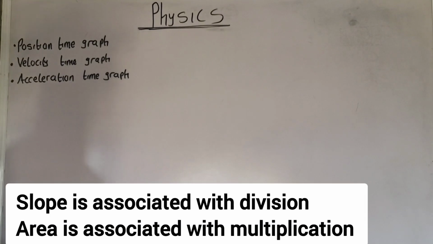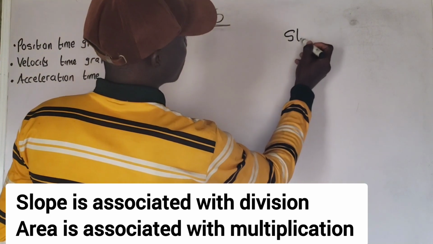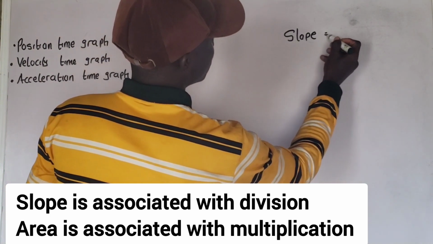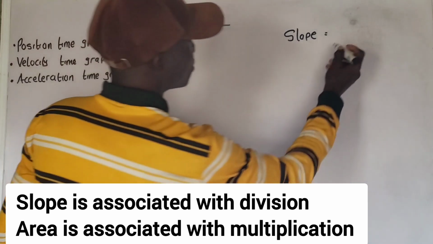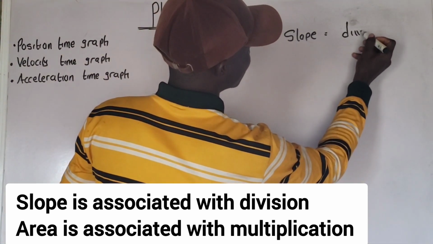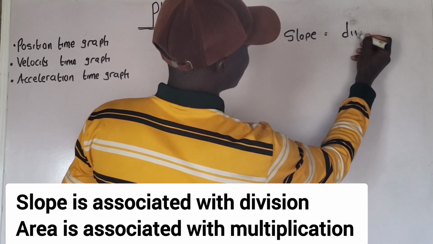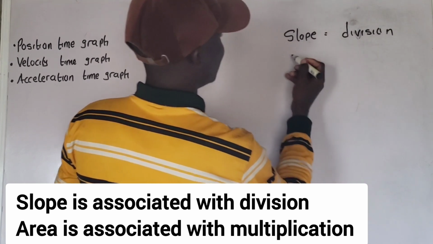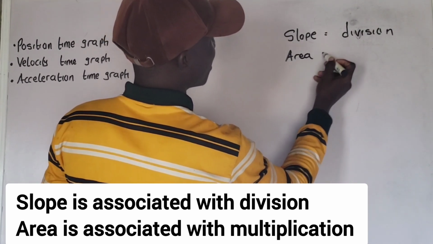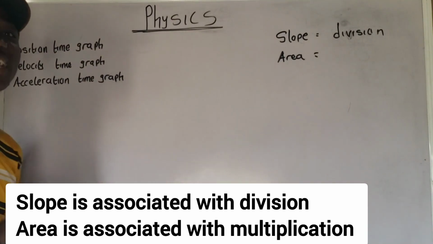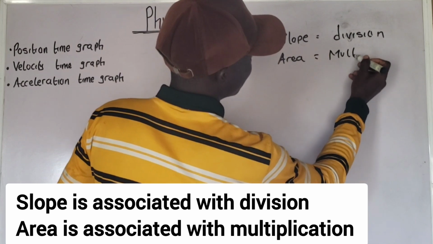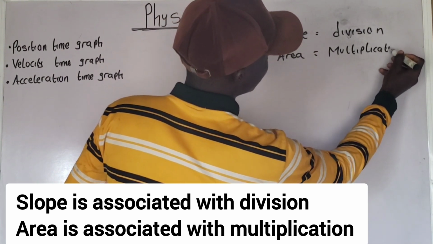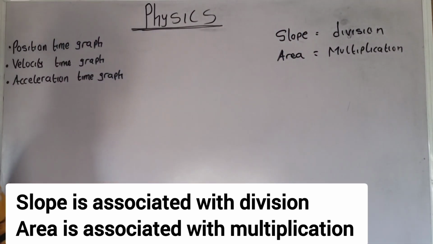The first concept is slope. Slope is associated with division, okay? And the second concept is area, okay? Area is associated with multiplication, okay? I will explain those two concepts now. I want you to pay attention, okay?